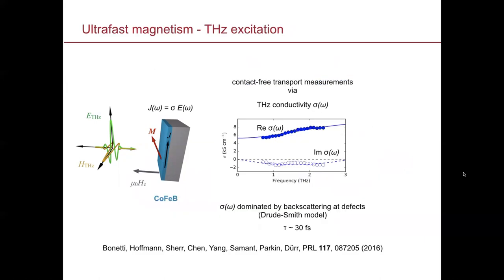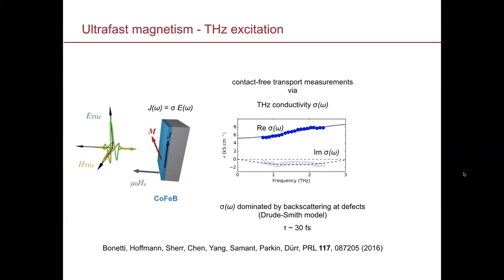And of course, what can be done is one simply measures the terahertz conductivity. So the transmitted radiation can be analyzed in amplitude and phase, and one can then very easily plot the complex conductivity that is measured. Describing it with a Drude model, with an extended Drude model, one can see, I'm not going to go into details, that this is actually described best in this amorphous material, cobalt, iron, boron, by a scattering from lattice defects. But one also can get a scattering time, which is in this case 30 femtoseconds. So this is very nice.